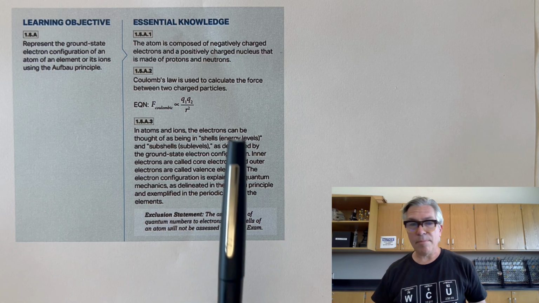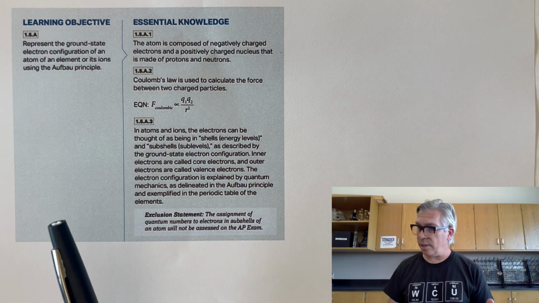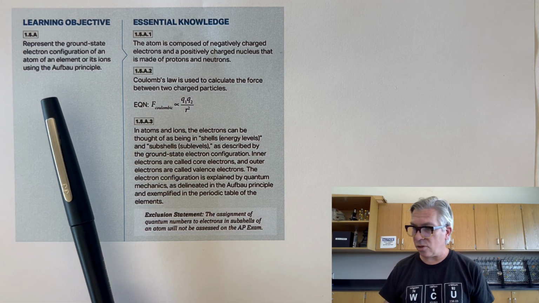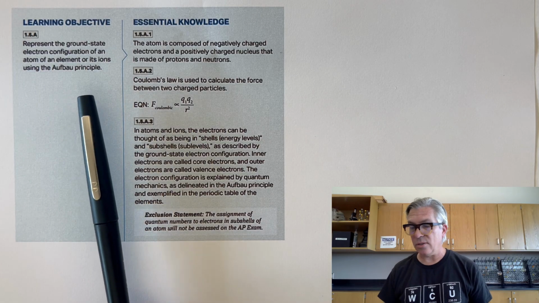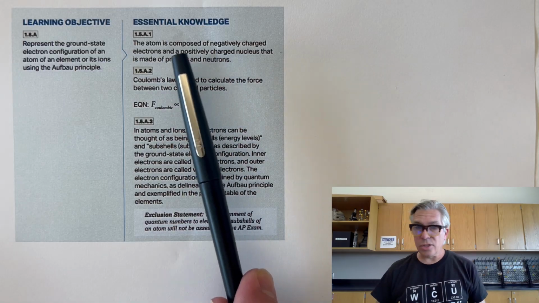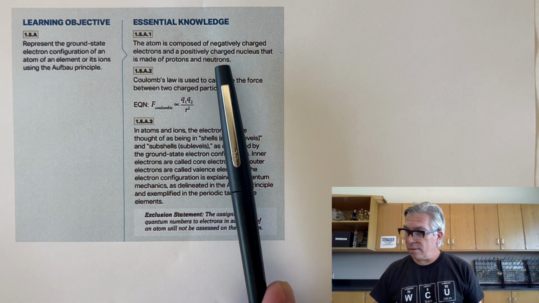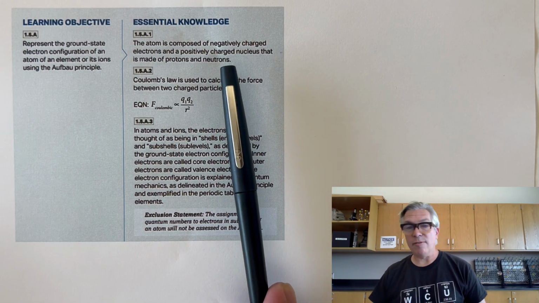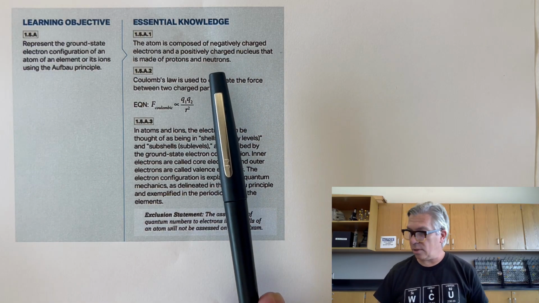It's always good to start by looking at the objectives for this unit. The learning objective for this unit is to represent the ground state electron configuration of an atom of an element or its ions using the Aufbau principle. More on that in a second. The essential knowledge, here's our statement: the atom is composed of negatively charged electrons and a positively charged nucleus that is made of protons and neutrons. Okay, good. We'll start there.